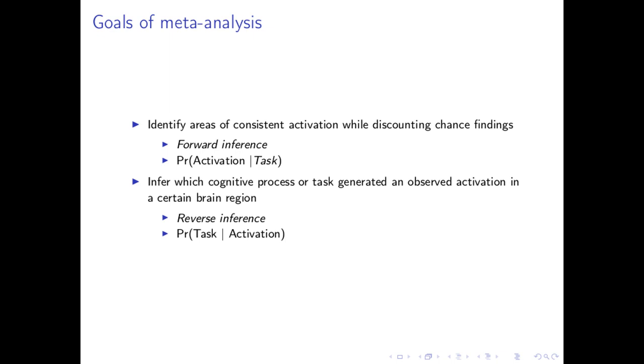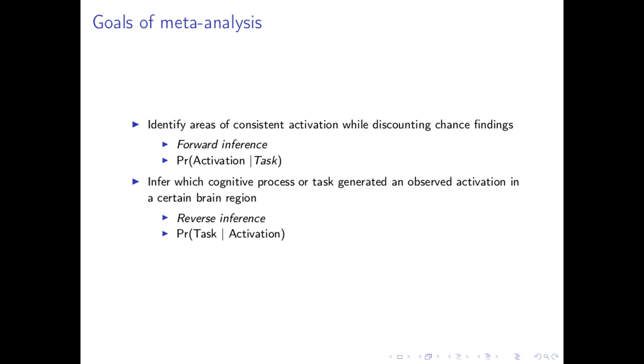But neuroscientists are also very interested in the so-called reverse inference. Given a certain activation pattern, I want to infer which is the most likely cognitive process that gave rise to that particular activation pattern I observed. From a statistician's point of view, this is a classification problem.